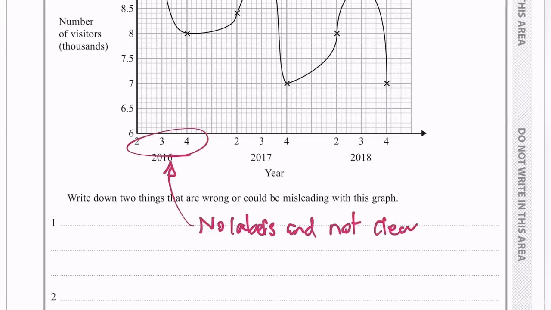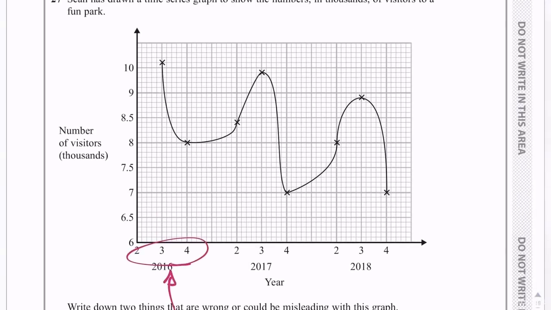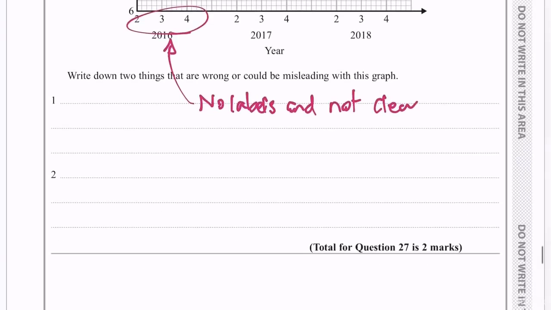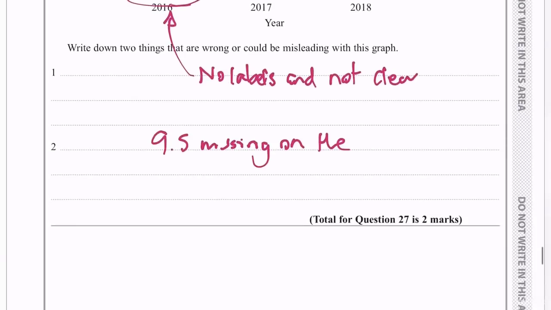There's a few things that we could write for this one, but another one that I just spotted when I looked at it is these numbers here. Look, so it goes up in 0.5s, but for some reason 9.5 is missing. There should be a 9.5 there, so 9.5 is missing as well. So there's some quite good ones to do. 9.5 missing. Okay, on the y-axis, or we could say, let's have a look, what's it called, on the number of visitors. There we go, so 9.5 missing on the number of visitors.